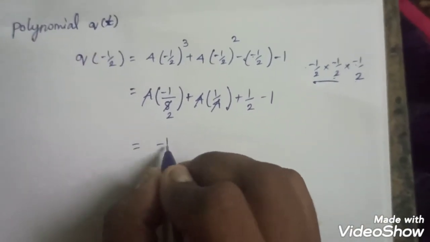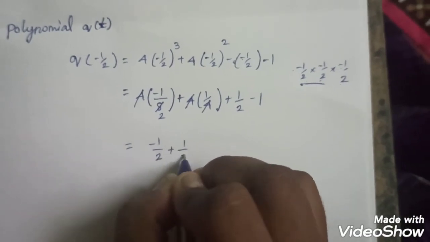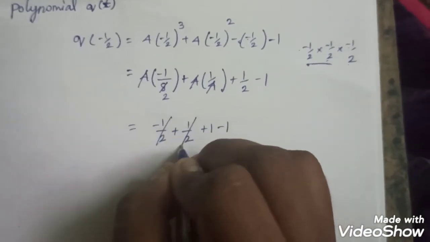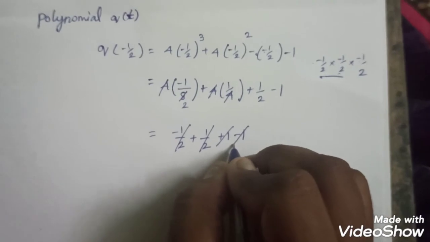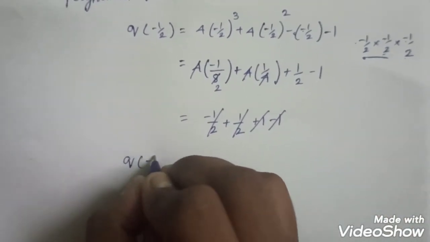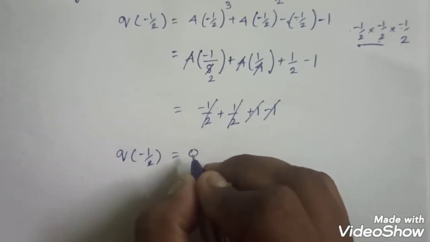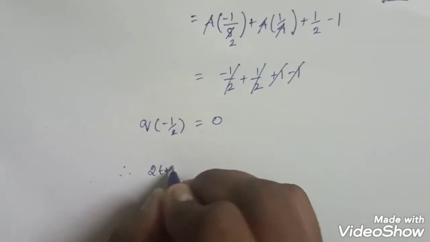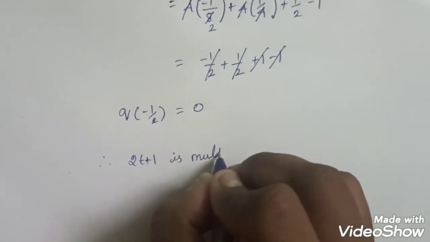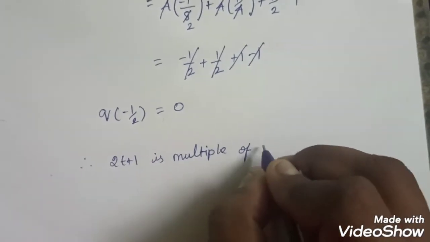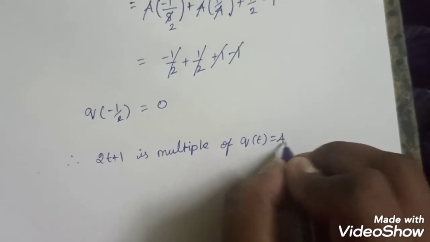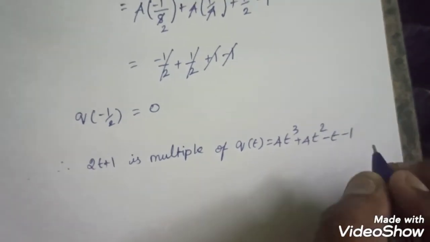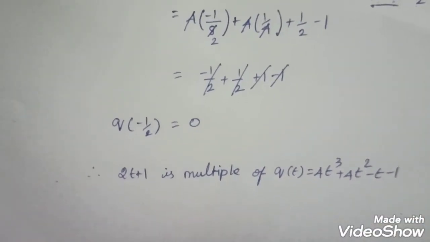Here 4 4 will get cancelled. The final value is minus 1 by 2 plus 1 by 2, and then plus 1 minus 1. Minus 1 by 2 plus 1 by 2 will get cancelled. Plus 1 minus 1 will get cancelled. So q of minus 1 by 2 is equal to 0. So therefore 2t plus 1 is a factor of q of t, which is equal to 4t cube plus 4t square minus t minus 1. Okay, next we have to move on to the exercise sums.